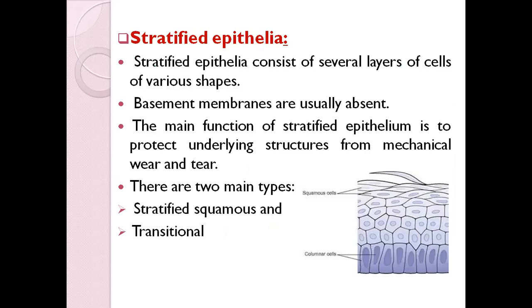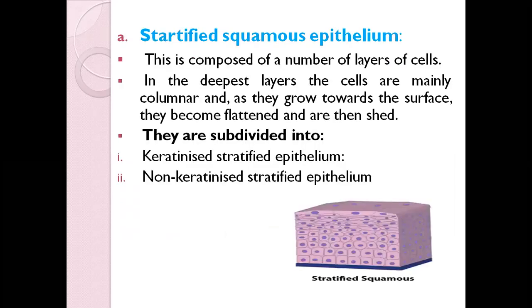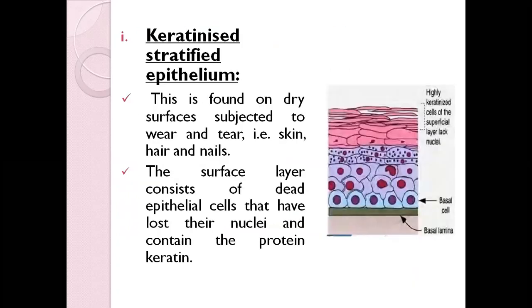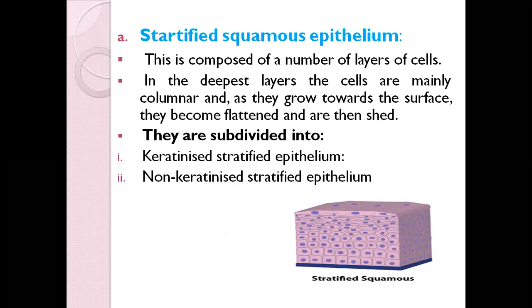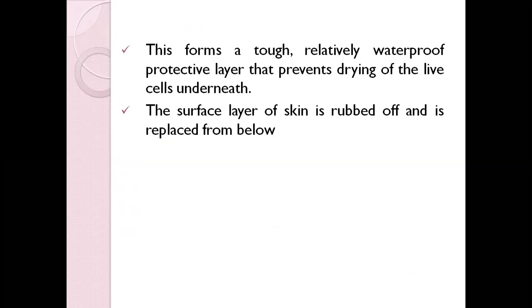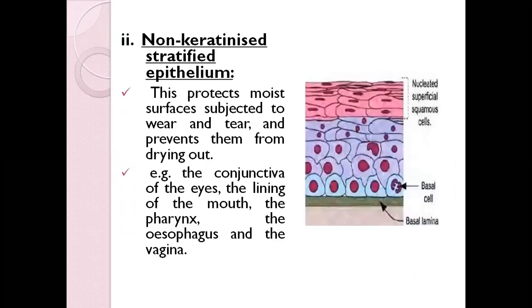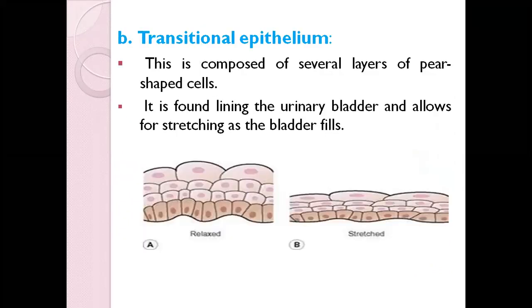Now this is about the stratified epithelia. We have the stratified squamous, and under the stratified squamous, we have keratinized and non-keratinized. Keratinized is found on the dry surfaces, non-keratinized on the moist surfaces. For example, the dry surfaces are all the surfaces of your skin, hair, nails. And moist surfaces are the lining of the conjunctiva of the eye, the lining of the mouth, and so on.